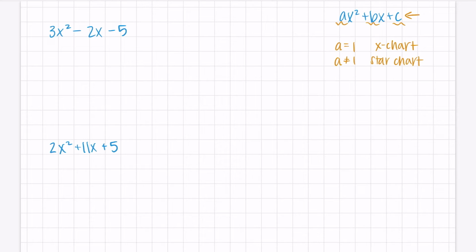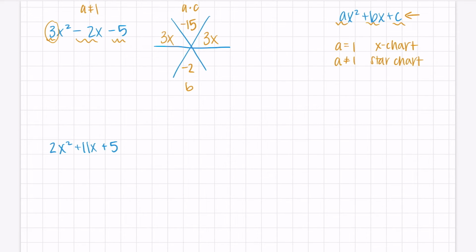For this first example on the left, 3x squared minus 2x minus 5, notice that a equals 3, so a does not equal 1. When a doesn't equal 1, we are making a star instead of an x, so I have that extra horizontal line. Similar to before, I'm going to take a times c and put it in the top spot, so 3 times negative 5 is negative 15, and I'm going to take b, in this case negative 2, and put that in the bottom spot. Then I'm going to take a, which is 3, and I'm going to put that with an x in these two spots.